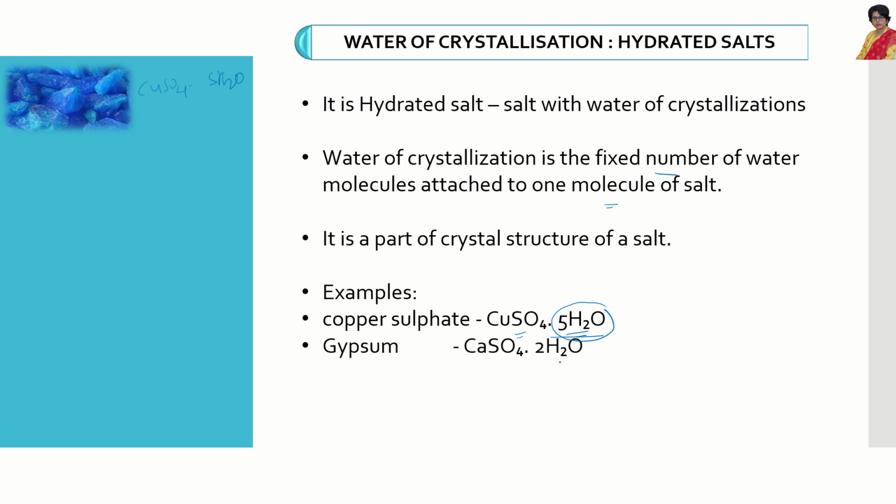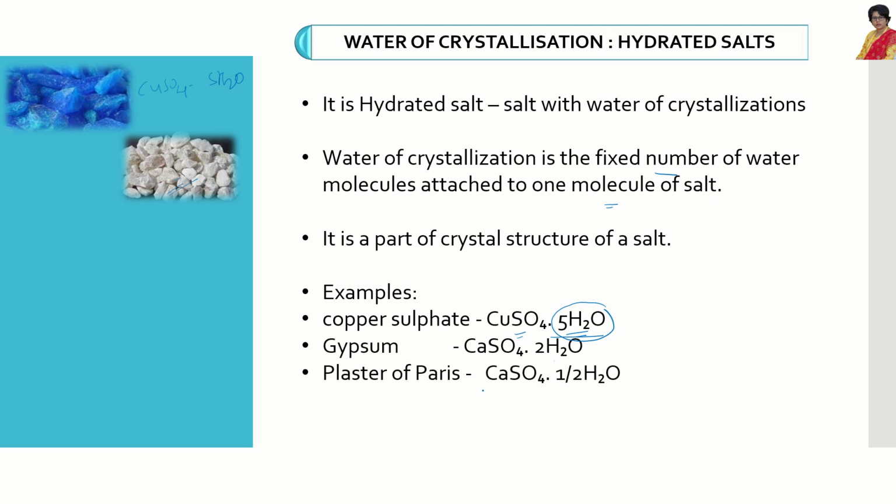Gypsum, calcium sulfate dihydrate. It contains 2 molecules of water as water of crystallization. Calcium sulfate dihydrate, this is gypsum. Plaster of Paris, calcium sulfate hemihydrate. It contains half a molecule of water as water of crystallization in its crystal. This is plaster of Paris.